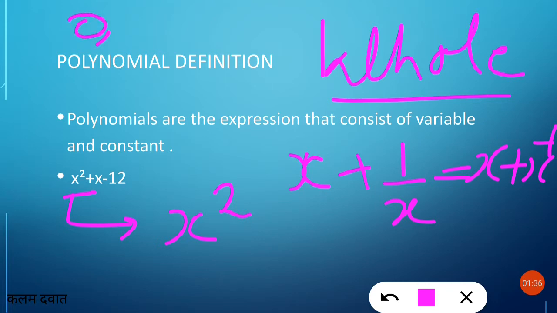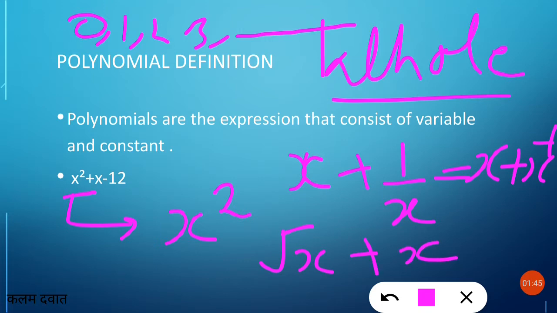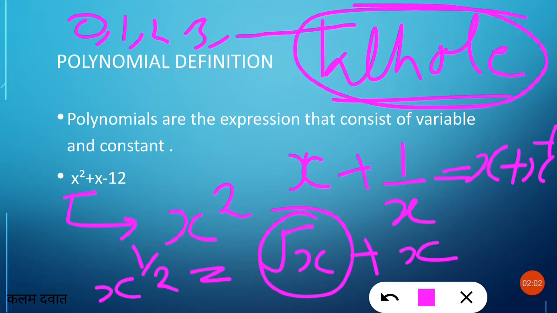We know that 0, 1, 2, 3 and so on, these all are whole numbers. Minus is not included here. Under root x plus something, because root x means power of x is 1 upon 2, which is also not a whole number. So remember, wherever power is not a whole number, it is not said to be a polynomial. You can recognize polynomials and non-polynomials easily with the help of this concept of whole numbers.